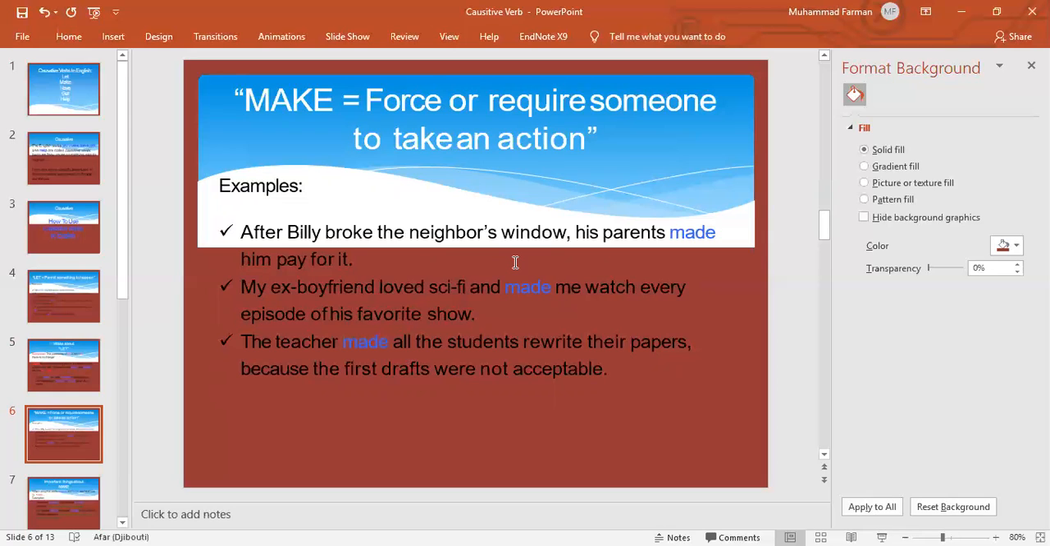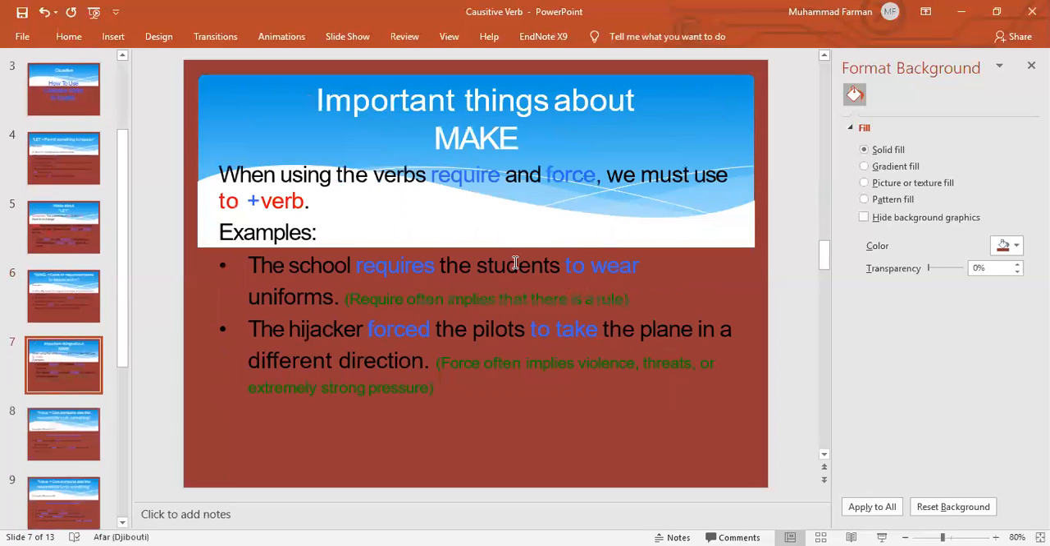Again, do remember, let is used in order to get permission, and make is used where we have to force or where we want to require someone to take an action. Are you getting my point? What are the most important things that should be known while utilizing the word make? When using the verbs require and force, we must use to plus verb. If the school requires the students to wear uniform. Again, the school requires the students to wear uniform. Require often implies that there is a rule.